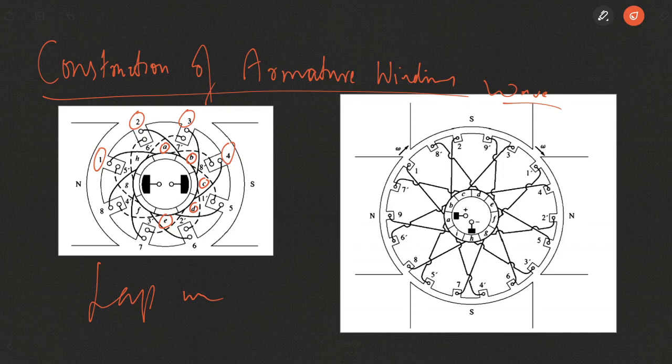Now, in case of lap winding, you can see this is a coil that's starting from slot number 1 and connected to commutator segment A, while in slot number 2, the upper conductor is starting from slot number 2 and connected to commutator segment B. In case of slot number 3, the upper conductor is connected to commutator segment C. Slot 4 is connected to D. So it is actually progressing in this fashion. Why?